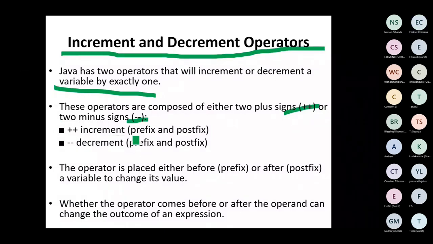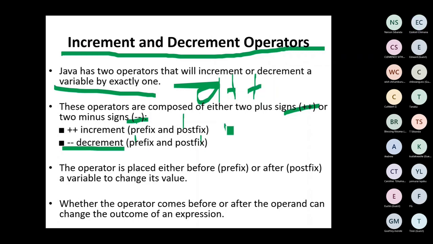Plus plus is increment, and it comes as prefix and postfix. There is also the decrement operator, which has a prefix and postfix form. So the operator is placed either before, which is a prefix, or after, which is a postfix, a variable to change its value. That's the meaning of these 2 words. You can either write a plus plus, or write plus plus a. That's the difference of prefix and postfix. There is a slightly different meaning of these 2 things. It's not a big difference in how it works. I will explain that. Whether the operator comes before or after the operand can change the outcome of an expression.